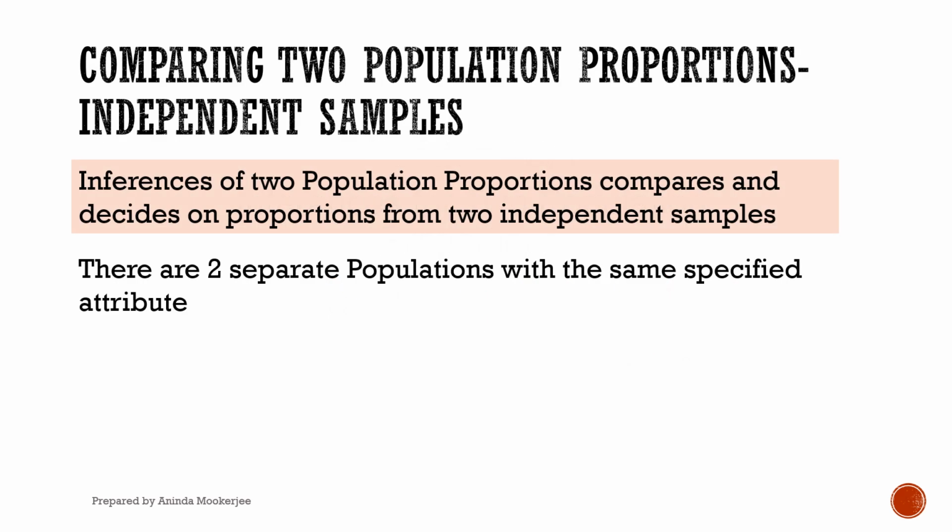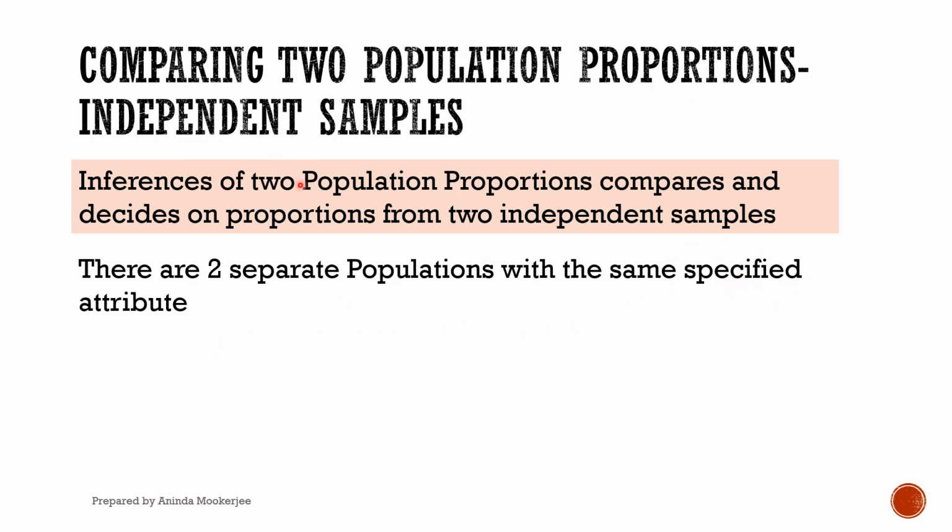So here we present comparing two population proportions with independent samples. So inferences of two population proportions compares and decides on proportions from two independent samples, but we are studying the same specified attribute. Remember, when studying proportions, we are looking for a particular attribute, a specified attribute, and we try to find from a survey how many or what proportion of the respondents meet that attribute versus what proportion does not meet that specified attribute.